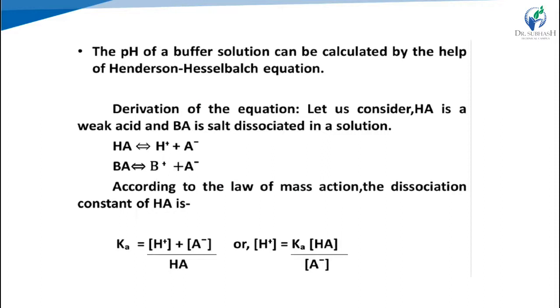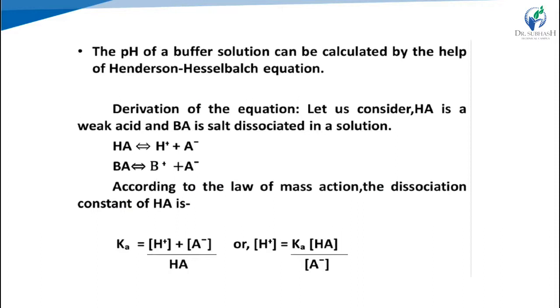The dissociation expression of a weak acid can be represented as HA is equal to H plus and A minus, by applying the law of mass action. So Ka is equal to H plus times A minus upon HA. Then we can write H plus is equal to K into HA upon A minus, where K is the dissociation constant for the acid, that is HA.